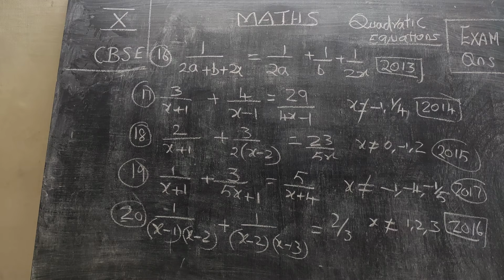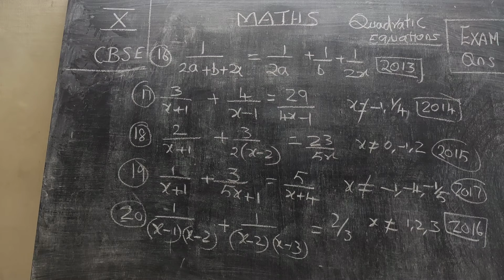Asked in 2014, 18th question: 2 divided by (x + 1) + 3 divided by 2 into (x - 2) = 23 divided by 5x, where x is not equal to 0 or -1 and 2. Question number 19: 1 divided by (x + 1) + 3 divided by (5x + 1) = 5 divided by (x + 4), where x is not equal to -1, -4 or -1 by 5. Asked in 2017. The last problem, question number 20: 1 by (x - 1)(x - 2) + 1 by (x - 2)(x - 3) = 2 by 3, where x is not equal to 1, 2, 3. Asked in 2016.